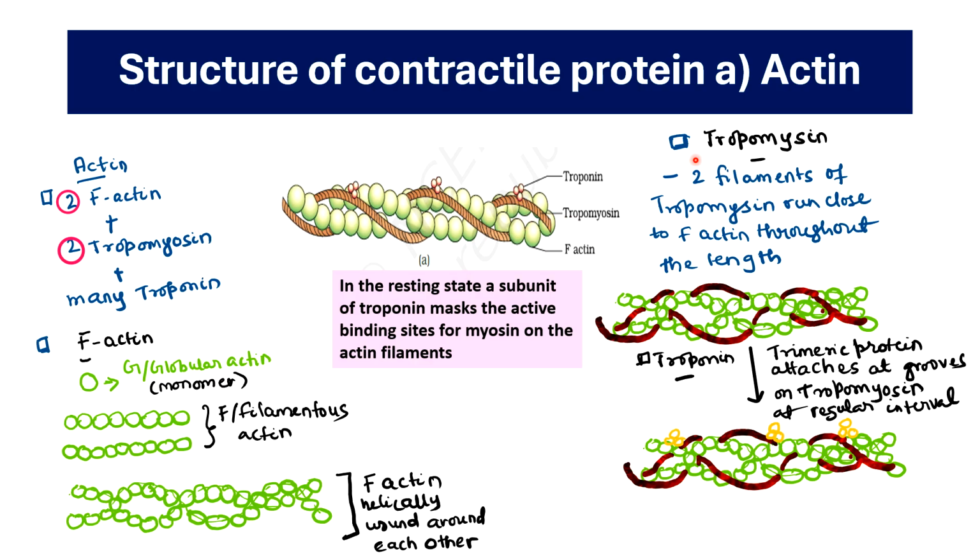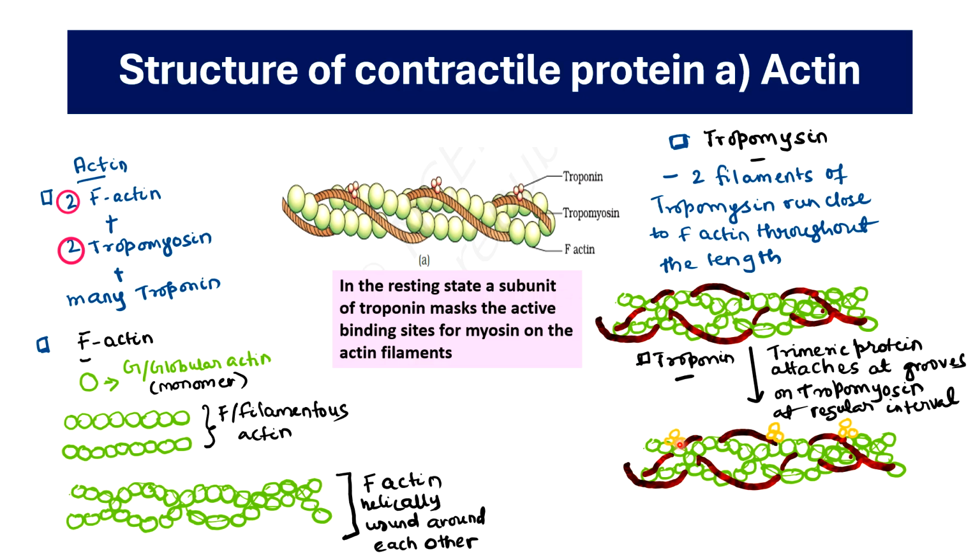The second component, which is tropomyosin. Also, there are two filaments of tropomyosin present that run close to the F-actin throughout the length, and they are present in the groove of the F-actin. Okay. So this is your filamentous actin. In the groove, you have the tropomyosin which runs parallel. And again, we have two tropomyosin.